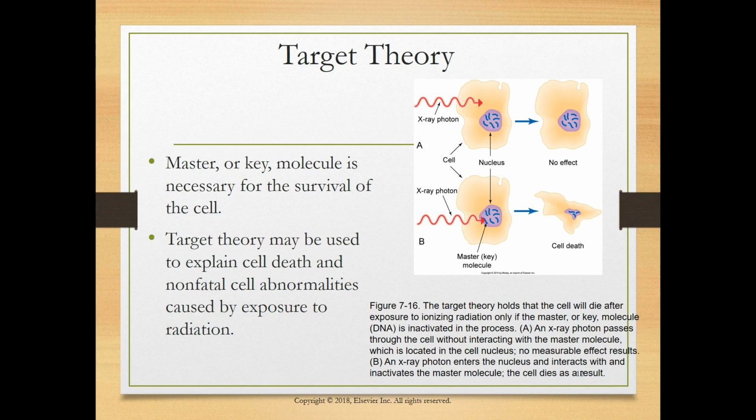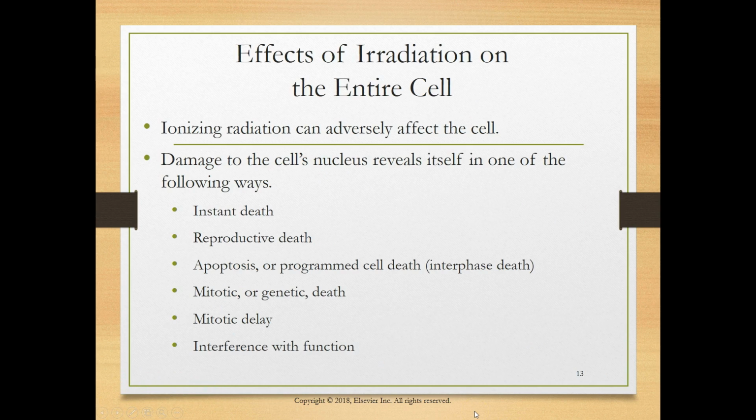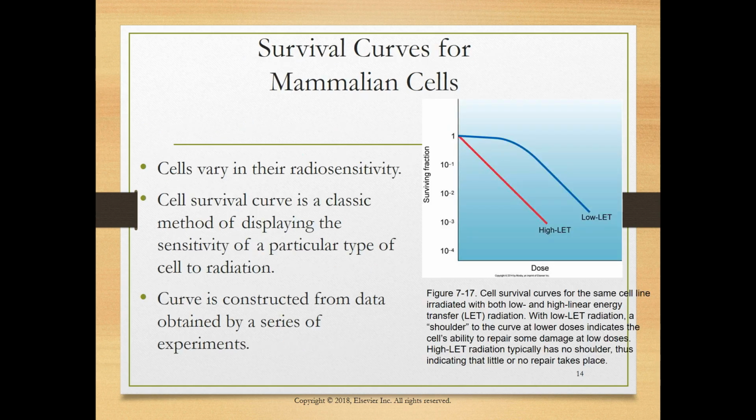Experimental data strongly support this concept and indicate that DNA is the irreplaceable master or key molecule that serves as the preeminent vital target. Okay, that's all you need to know about target theory. So this next slide shows effects of irradiation on the entire cell. Of course, radiation can affect the cell adversely, and the damage to the cell's nucleus will reveal itself in one of those following ways. Okay, next we're going to get into the cell survival curves.